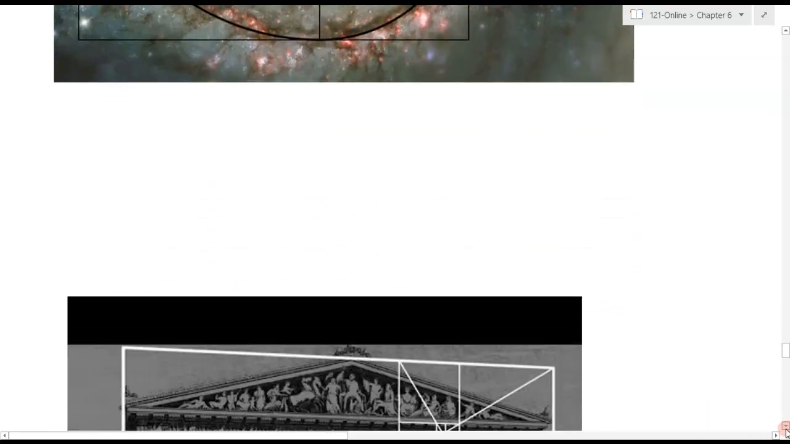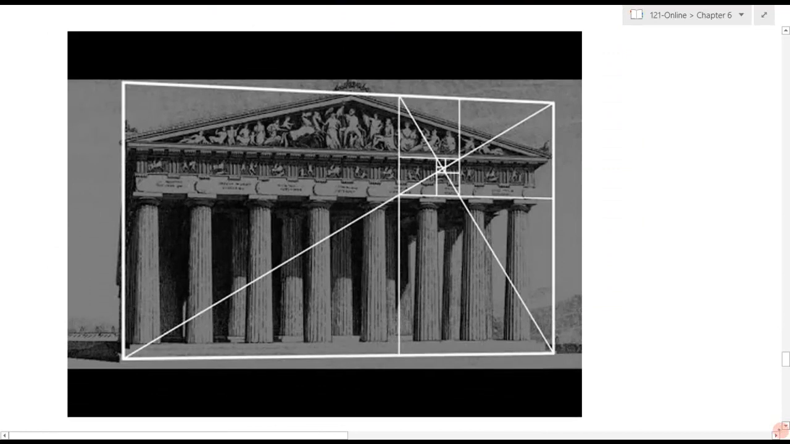Okay, so here's an example from art of that golden rectangle. This is a frontal picture of the Parthenon in ancient Greece. The ancient Greeks, they were aware of this. They understood what was beautiful, and so they proportioned their buildings and their other artwork according to this ratio, and this is how it manifested itself. Shows up very nicely there.